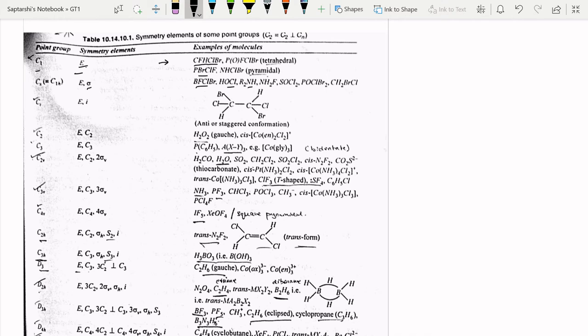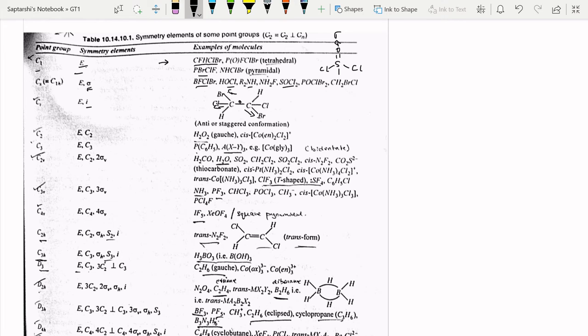For a simple molecule which has just sigma, suppose for SOCl2, right? There's just a sigma between it, so it will have a Cs point group. And for a molecule which has i, suppose this molecule they have given, over here we see it has i, the center of inversion. If this is a point, we reach the same ligand from this side as well as this side, so we can say it has i, and it's a Ci point group.